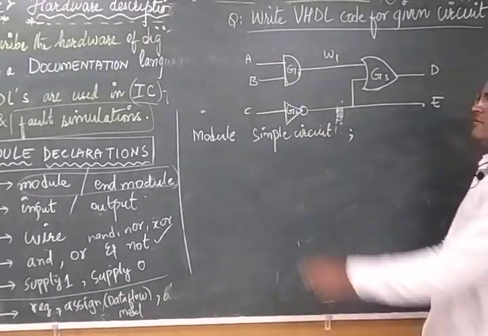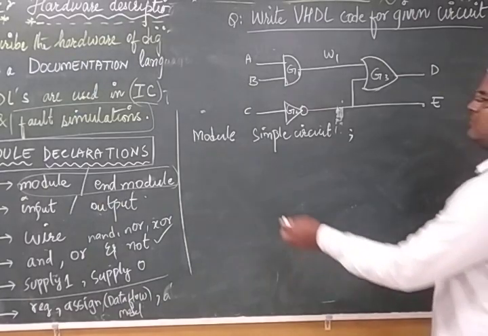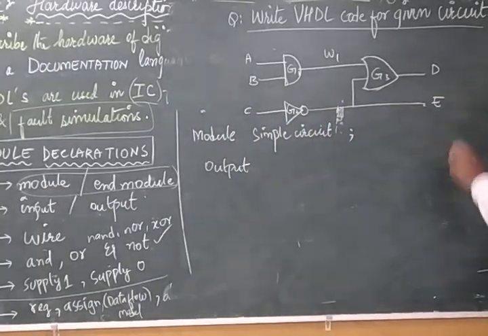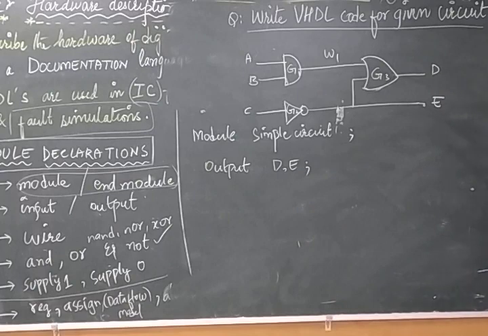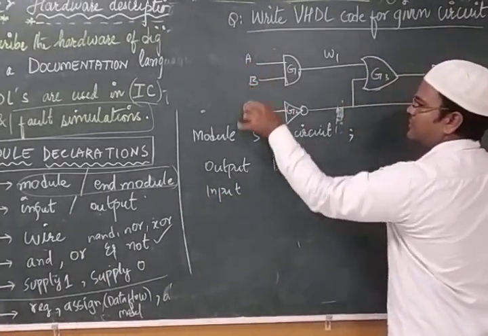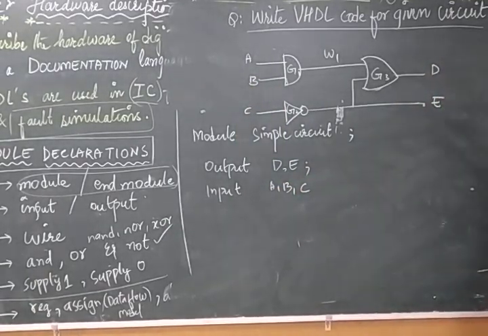Next, what do I need to declare? How many inputs and how many outputs. So I need to define the number of inputs and outputs. For that, I'm defining output and then input. So I'll write output. How many outputs are there? D and E. So output D, E. The output is done. Next, inputs. How many inputs do we have? Input is A, B, C.